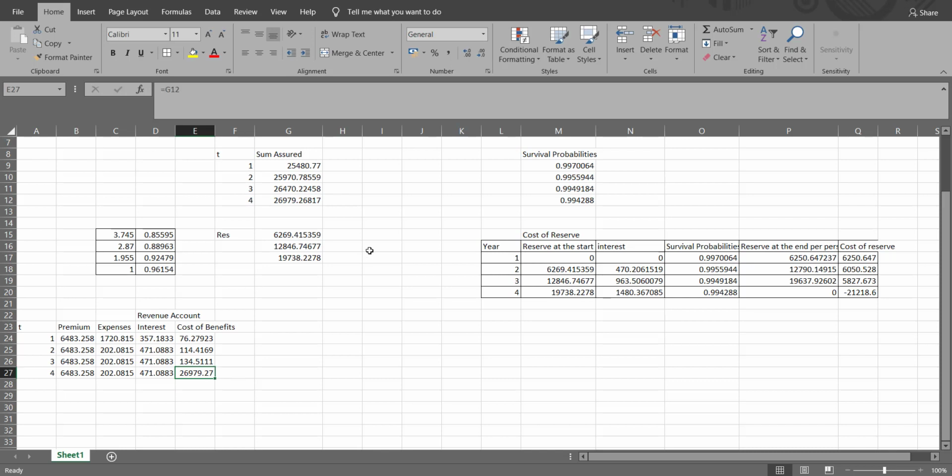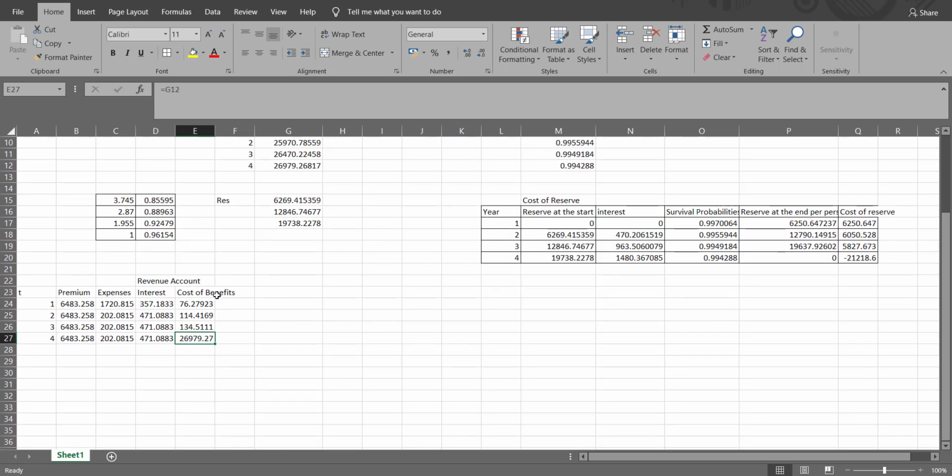So you just get this amount only. So this is your cost of benefit here. Okay, now next is your cost of reserve. So you can actually write this as your cash flow, or net cash flow. Okay, and once you write it as your net cash flow, what is your net cash flow? It's the premium minus the expenses plus the interest minus the cost of benefit, right? So this is your net cash flow, right?